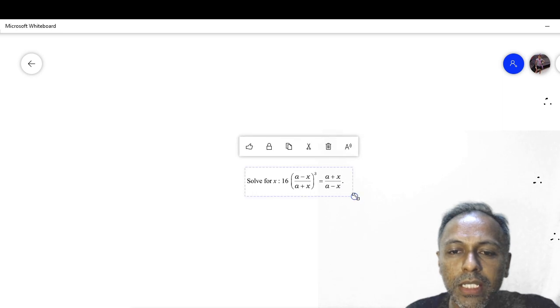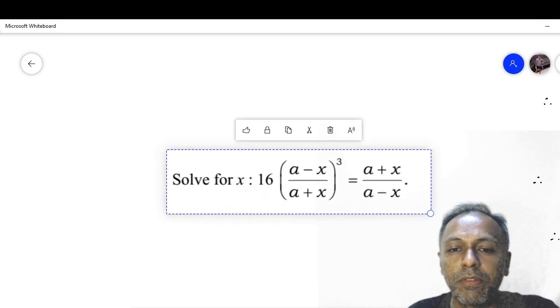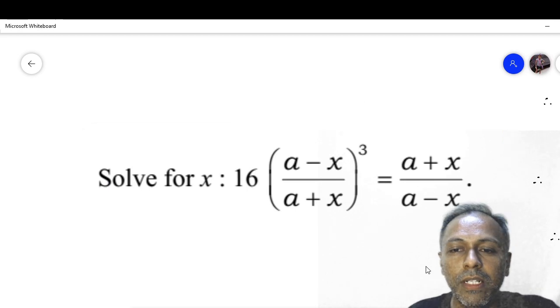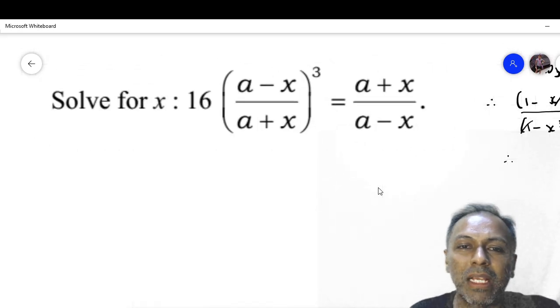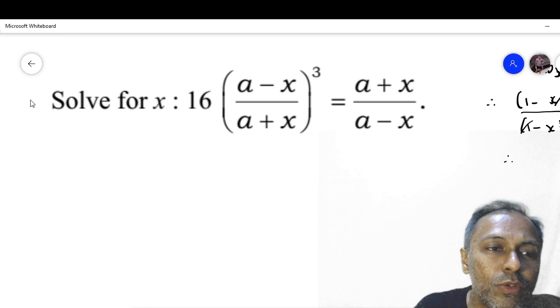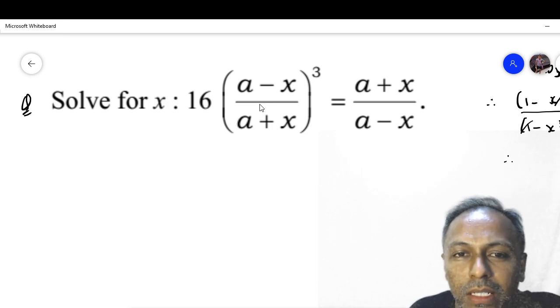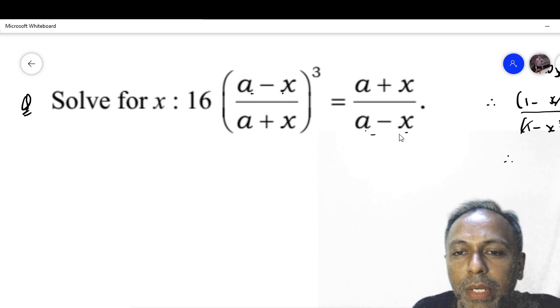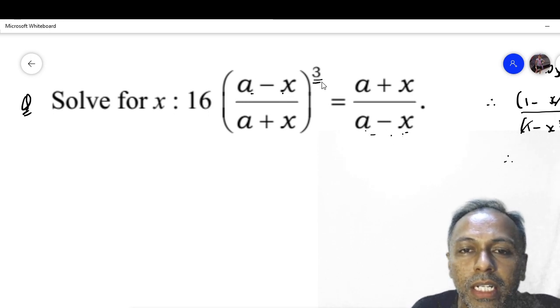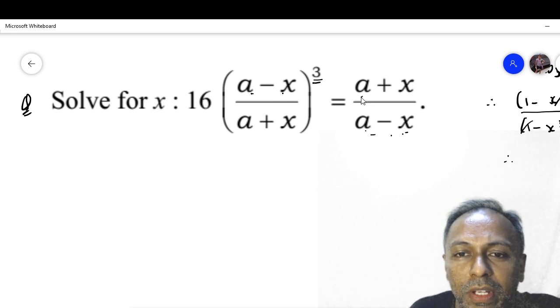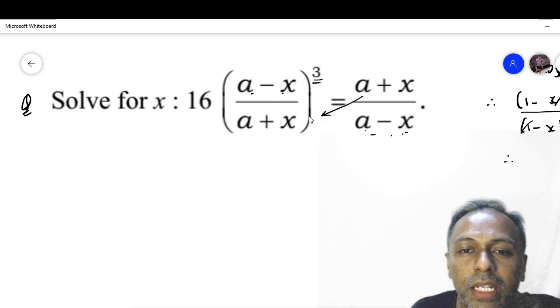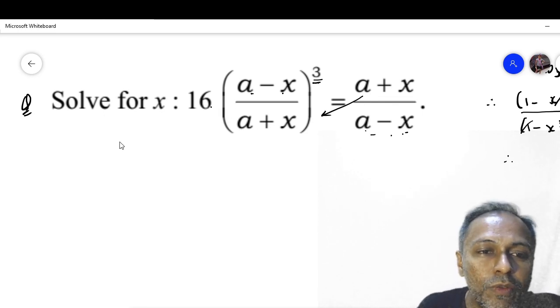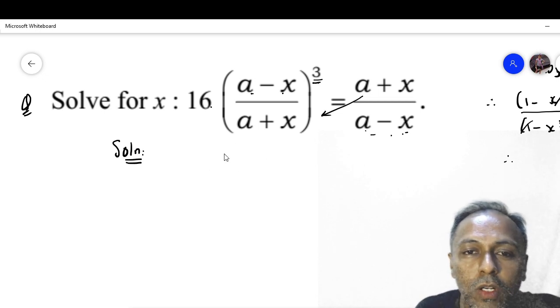Question is again solve for x, and you have a question appearing like this. Aggressively opening by a minus b whole cube is not a great idea. You can observe, you can take a moment, this is a minus x, again you have a minus x here. If it gets cross multiplied, the degree will become 4. Same way, if this is brought here, again the 3 degree will become 4, and 16 is anyways 2 raised to 4.